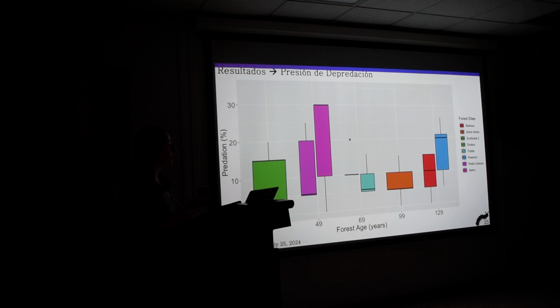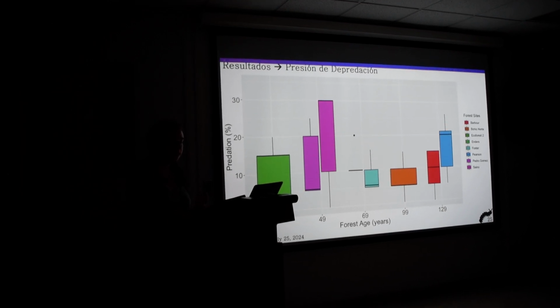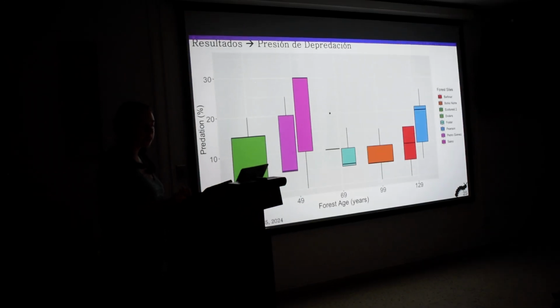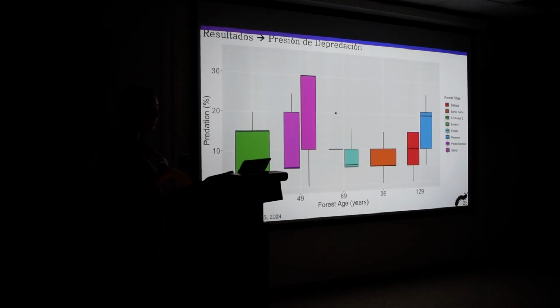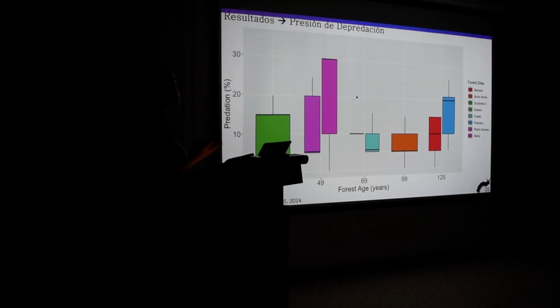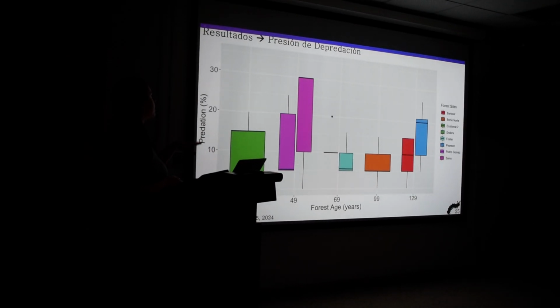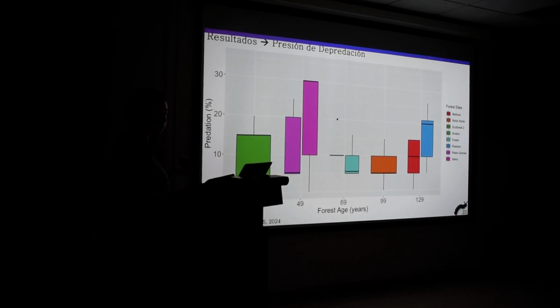And so we used a generalized linear mixed effects model, analyzing the proportion of attacked caterpillars over forest age, controlling for forest site and subplot, and performed post hoc Tukey tests to test for differences. And all the p-values were larger than 0.05. So even though we see these trends, there isn't a statistical difference among the groups.